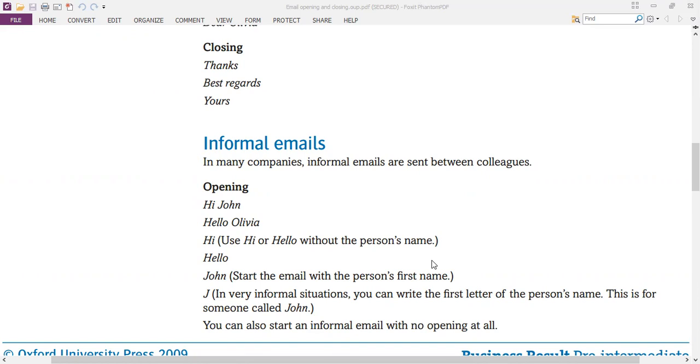This is for someone called John. So you can also start an informal email with no opening at all, and you straight away come to the point. Whereas in formal emails, we try and create a situation. For example, we thank people and we say that we are writing for this and that purpose, and then we talk about the things in detail.